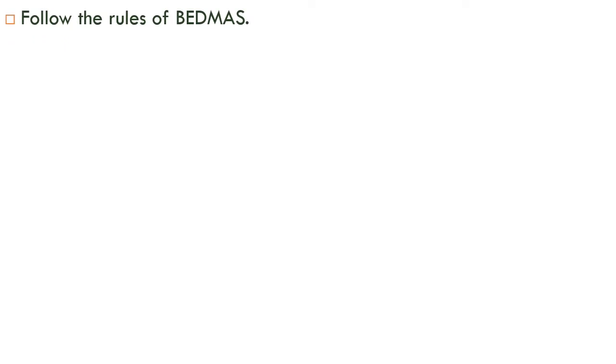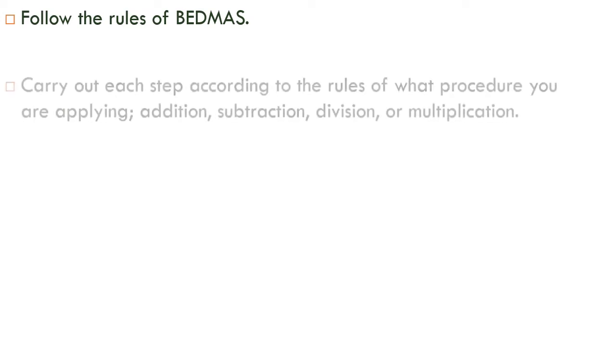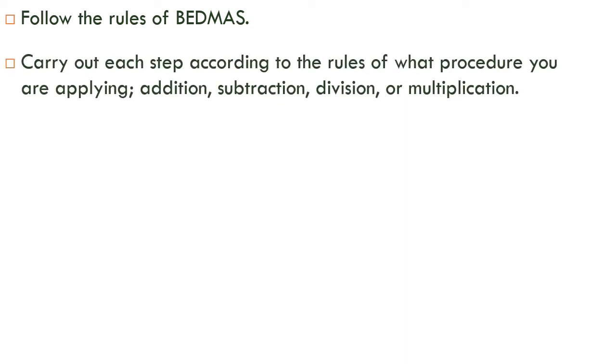You need to follow the rules of BEDMAS. Brackets first, then exponents. Division before multiplication, and then the last thing you do is adding, then subtracting. You carry out each step according to the rules of what procedure you are applying. If you're adding or subtracting, I recommend you stack the numbers on the side of your page, draw that round off line to determine how many significant figures are in your answer. If you're dividing or multiplying, of course you're going with the lowest number of significant figures found in the numbers being multiplied or divided.